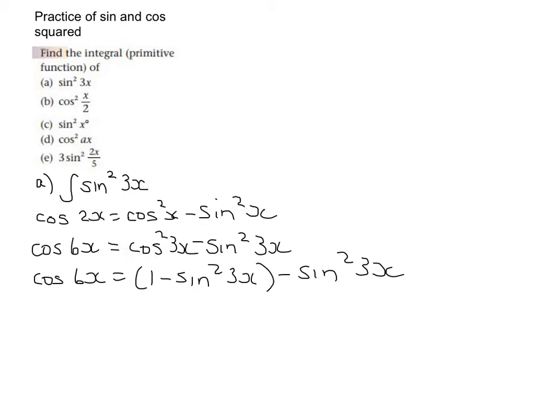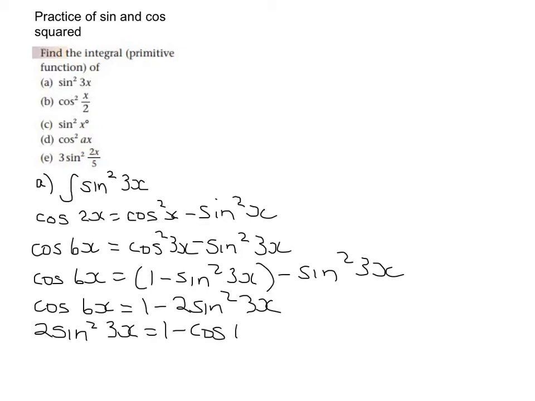Well, if I make sine squared 3x the subject and I substitute, I still cannot integrate cos squared 3x. There's no rules for that. So it all needs to be in terms of sine squared x if we're integrating a sine squared, and all needs to be in terms of cos squared if we're integrating cos squared. Okay, so if I keep going, cos 6x equals 1 minus 2 sine squared 3x. Make sine squared 3x the subject, and divide by 2, and this is what we're going to substitute for. So that's a half minus a half cos 6x.